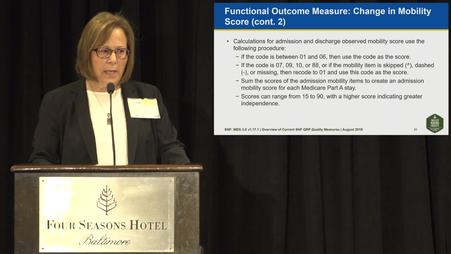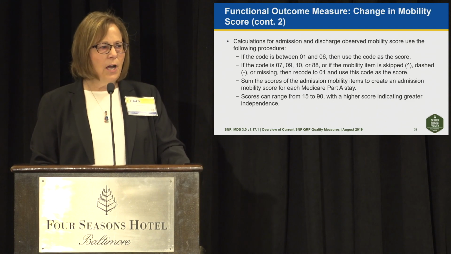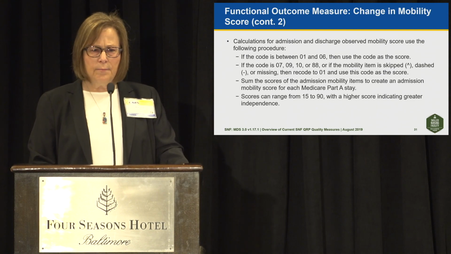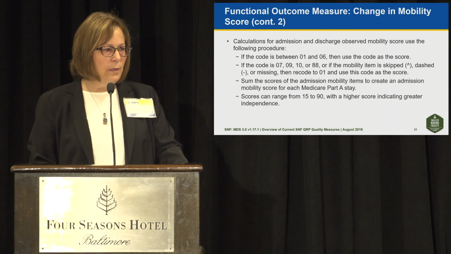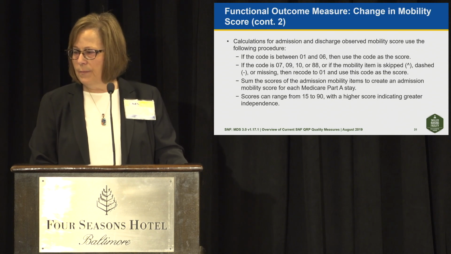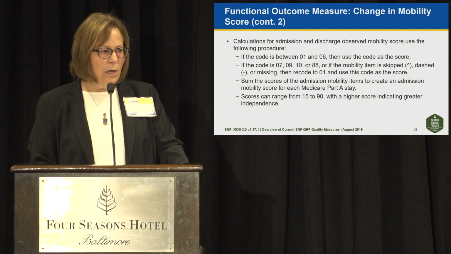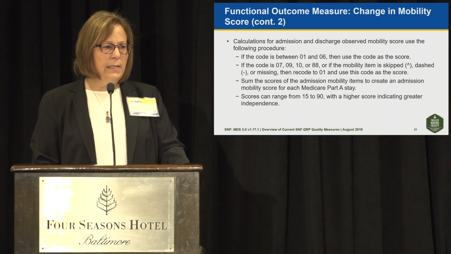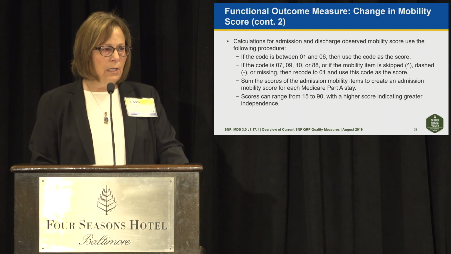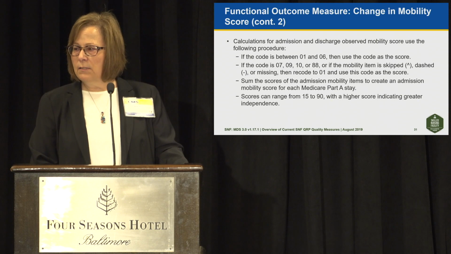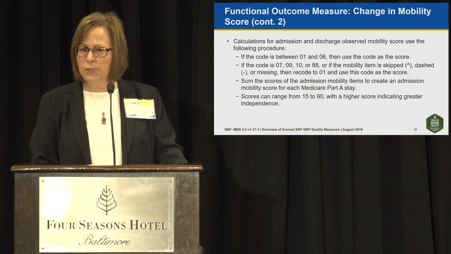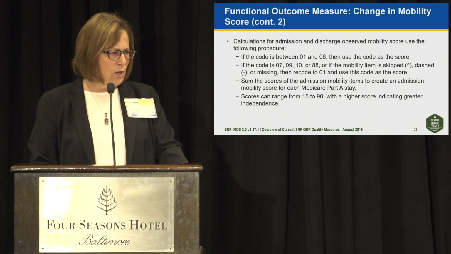A point that I want to make is we often talk about dashes and annual payment update impact. Remember that APU is different from calculation of measures. So, although you may have an APU implication if you were to dash one of the GG items, the score for the measure is still calculated if you have dashed one of those GG items. I hope that makes sense.